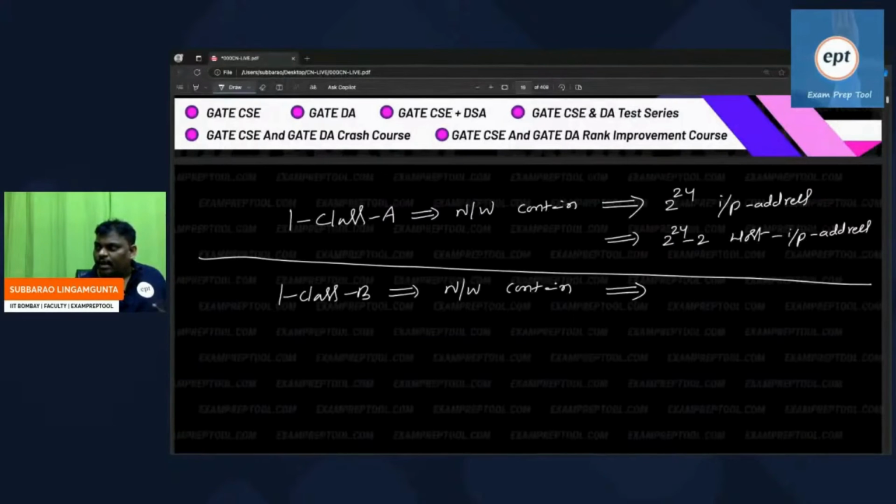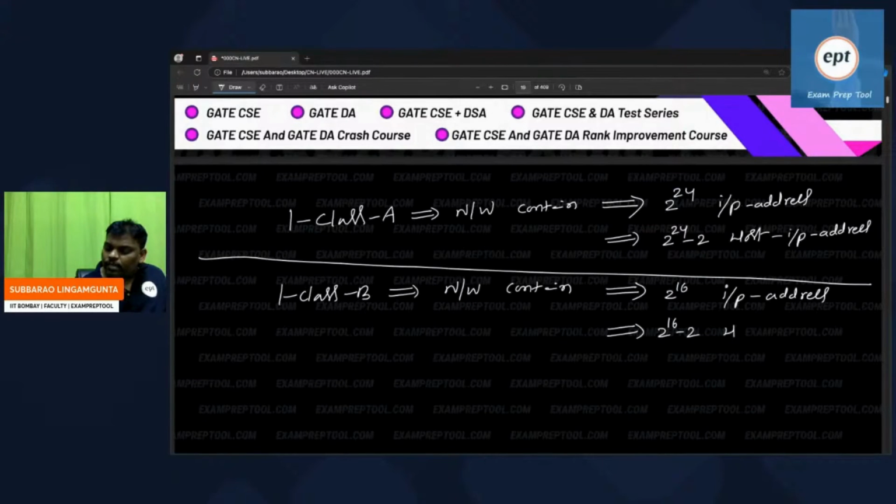If you see class B, 16 bits for network, 16 for host. I think 2 power 16 IP addresses. Host part is 16 bits, so 2 power 16 IP addresses. Out of those, all zeros and all ones you cannot use. 2 power 16 minus 2 host IP addresses can be given for host purpose. If they ask you only IP addresses, minus 2 is not needed. If they ask you host IP addresses, how many? 2 power 16 minus 2.